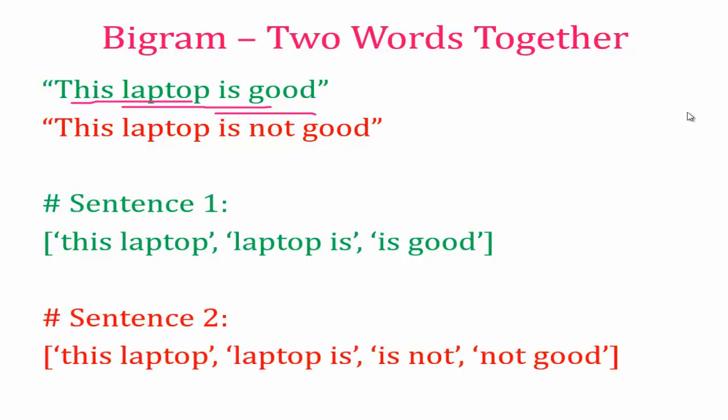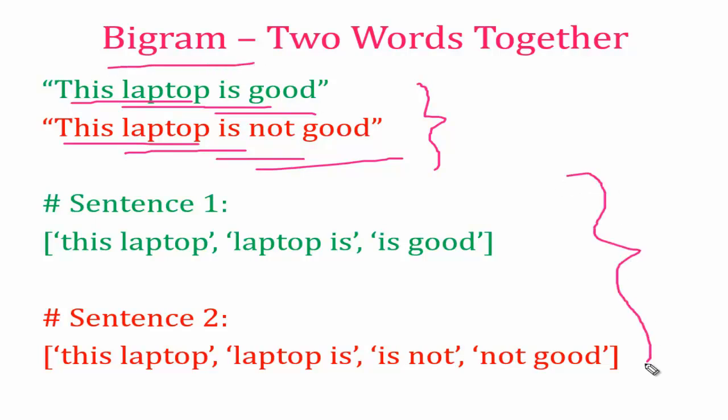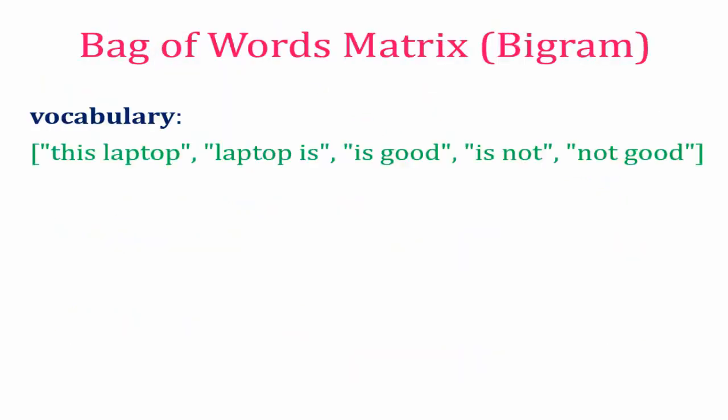Now you can see bigrams for our sentence 2. This laptop, laptop is, is not, not good. So this way we can create bigrams that you can see here: bigrams for our sentence 1 and bigrams for our sentence 2. Now from both sentences we collect all unique bigrams to form our vocabulary, meaning the features generated after bigrams, that you can see here, our vocabulary. So here we have collected all unique bigrams from our previous two sentences.